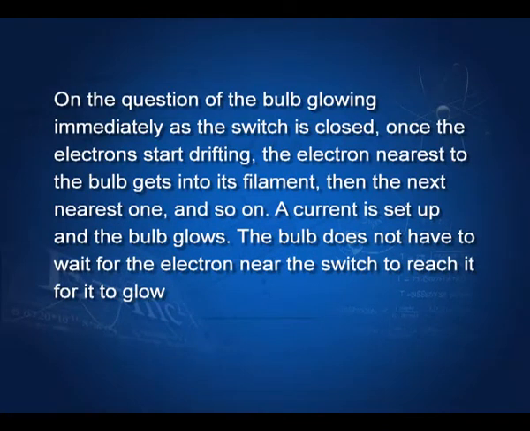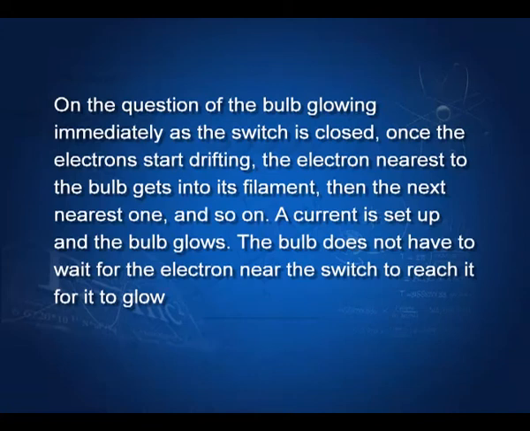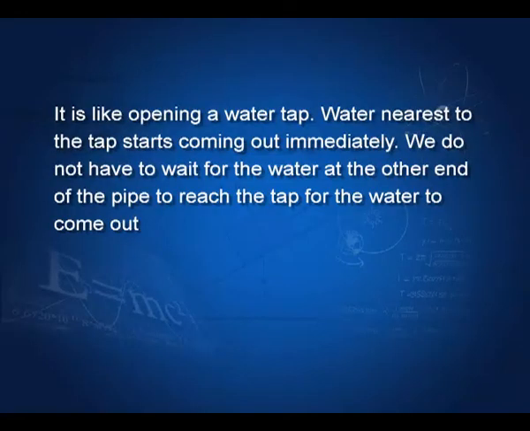You are often asked why the bulb glows immediately. The electrons do reach, but one electron is not sufficient to make the bulb glow. So, what happens is this. Once the electrons start drifting, the electrons nearest to the bulb get into its filament, then the next nearest and so on. So, each one starts drifting to the bulb and when a sufficient number reaches, the bulb starts glowing. It is like opening a water tap.